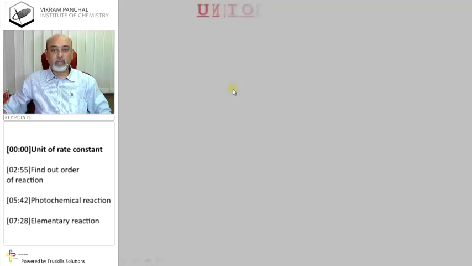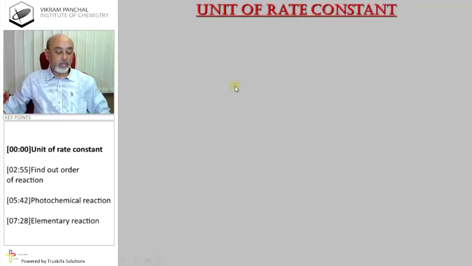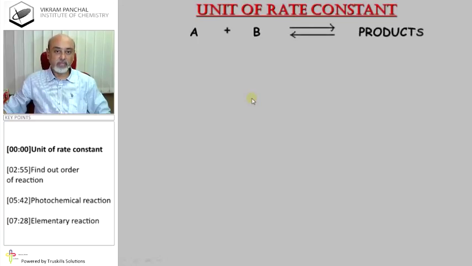Units of rate of reaction or rate constant. From the units of rate constant K, we can find out the order of reaction. Suppose this is a common reaction, A plus B gives products.